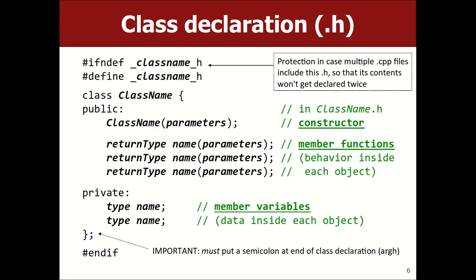Like, what if my orc has a certain number of hit points, the hit point variable is private? Why do we make those private instead of public? It seems like maybe other code might want to look at those variables. So why don't we let them?